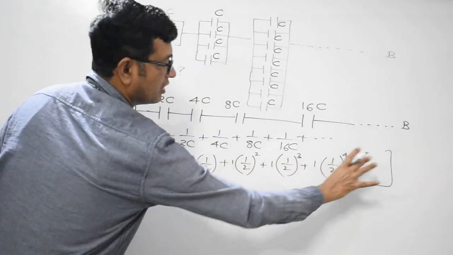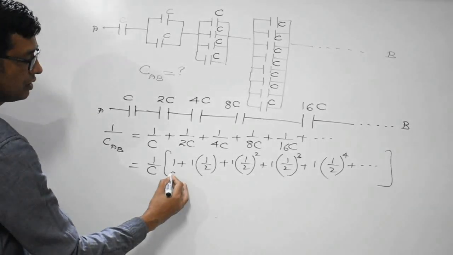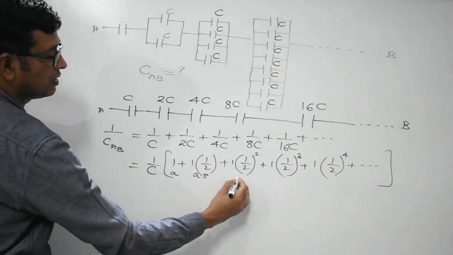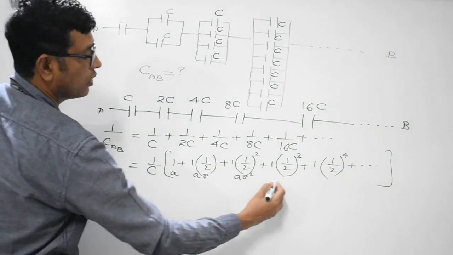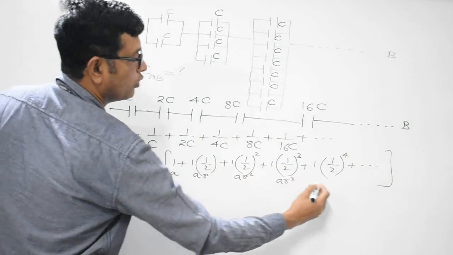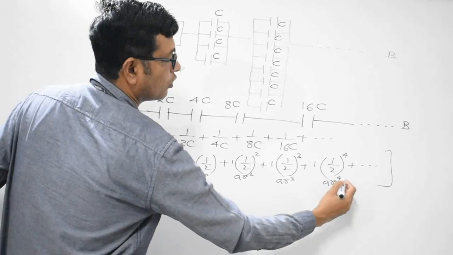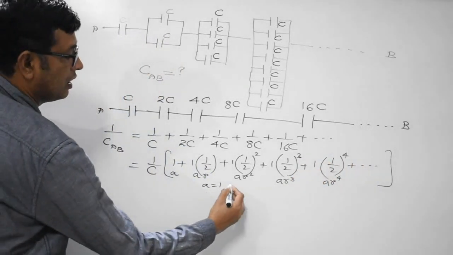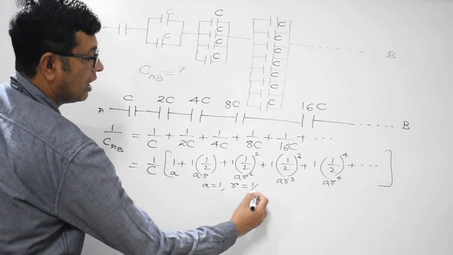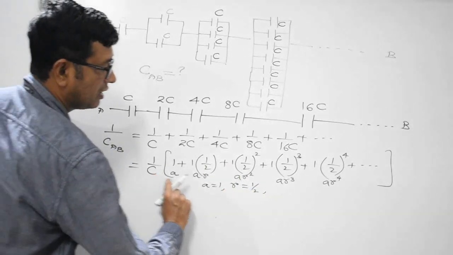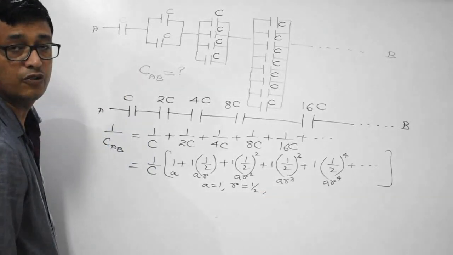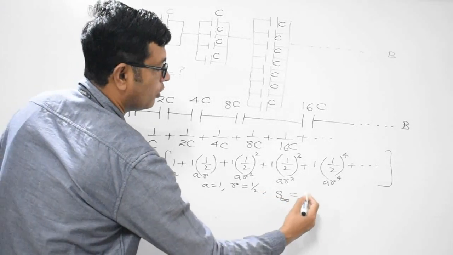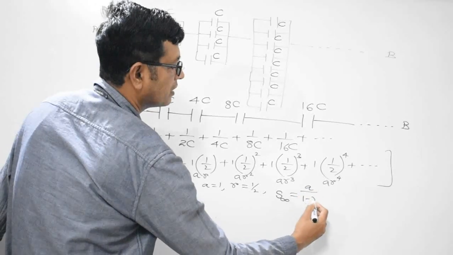Why I have written in this manner is because it is in the form of GP. Remember, the first term is A, the second term is AR, third term is AR square, fourth term is AR cube, fifth term is AR to the power 4 and so on. A is the first term, which is 1. R is the common ratio, which is half. And remember, this is an infinite series of geometric progression. And sum to infinity of a GP, the formula is A over 1 minus R.